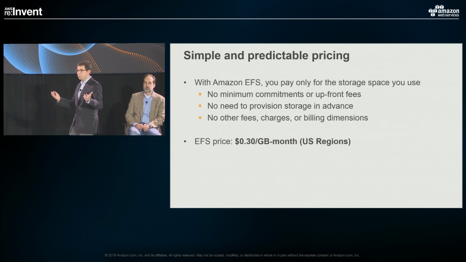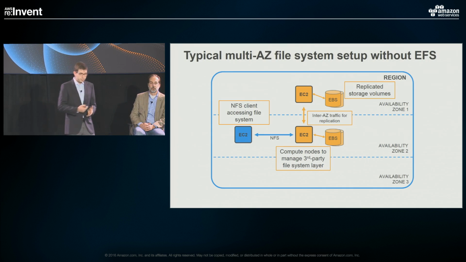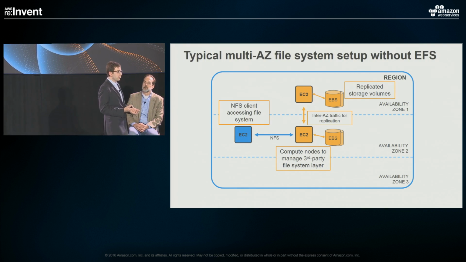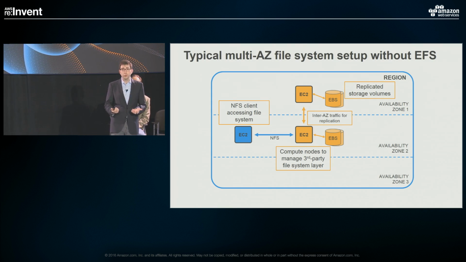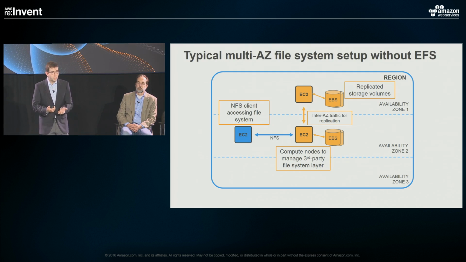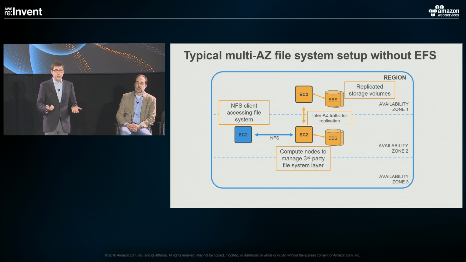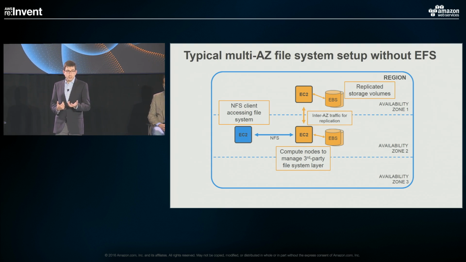So how do you put that 30 cents per gigabyte per month into context? Well, one way to do that is to think about what it would cost to have a shared file system that you run on your own on AWS. And a common way to do that would be a third-party file system layer that you run on EC2 instances, and that's backed by EBS volumes.